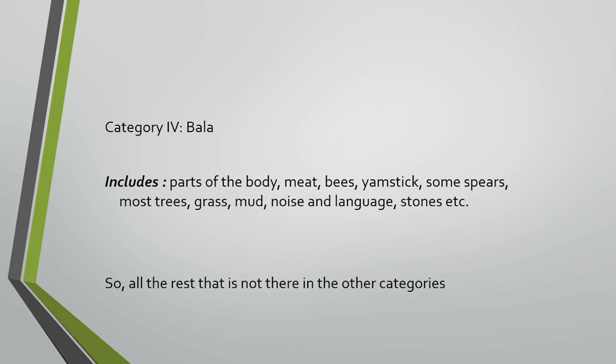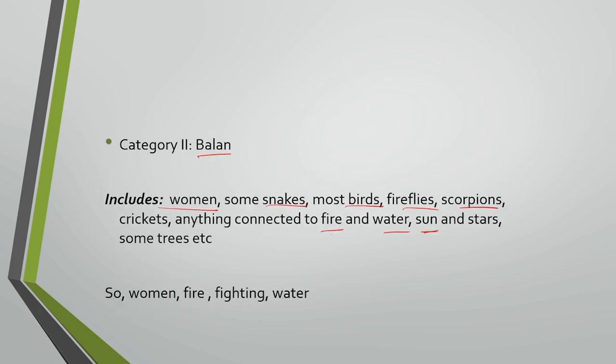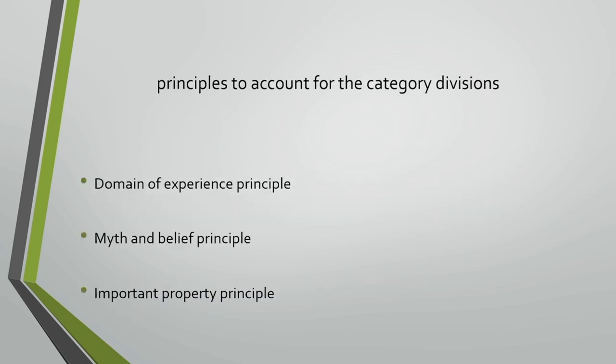But the most interesting category that Lakoff was intrigued by is the second category, balan, which has women, fire, and all the dangerous things put together. And that is how he names his very famous book. So, how does it then work, what is at play here, is what he tried to figure out.